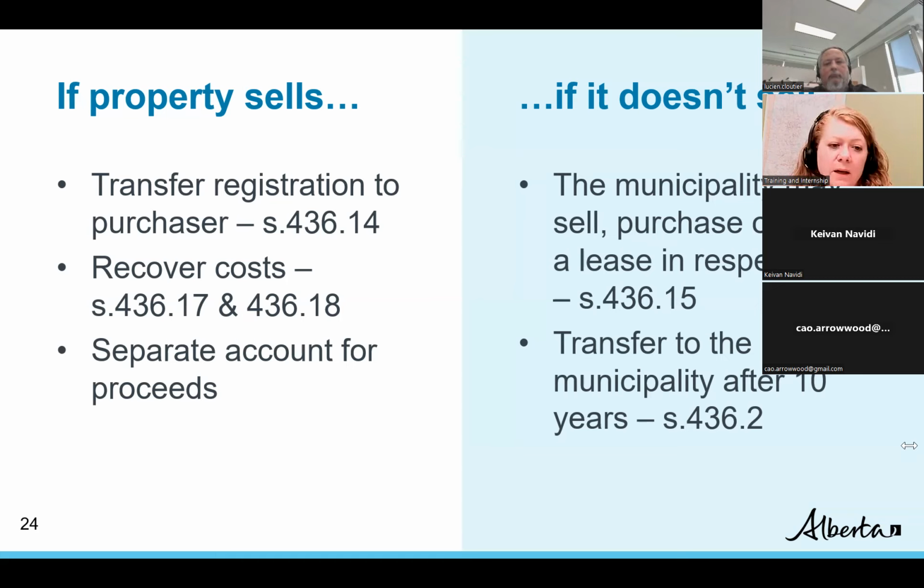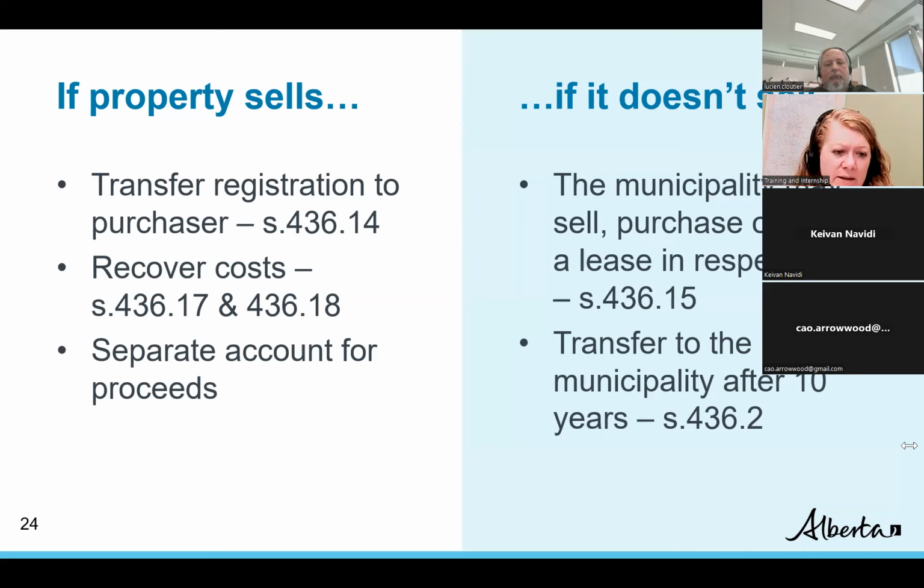So fairly similar to land, but you might want to just make sure you're aware of those provisions if you're dealing with DMHs. And a separate account is also required for each DMH on the auction list. And if the DMH doesn't sell, the municipality may dispose of it by selling it at a price as close as reasonably possible to the market value.